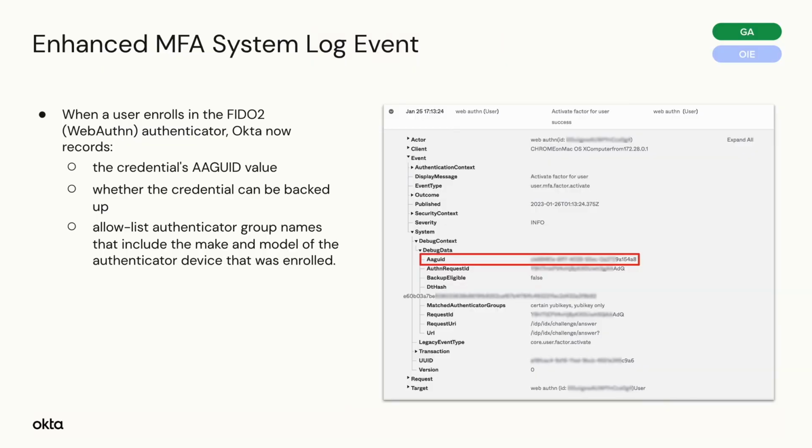Enhanced MFA System Log Event. The new System Log Event for Authenticator enrollments has been enhanced. Whenever a user enrolls in the Authenticator, Okta now records the credential's AAGUID value, whether the credential can be backed up, and allow list Authenticator group names that include the make and model of the Authenticator device that was enrolled.